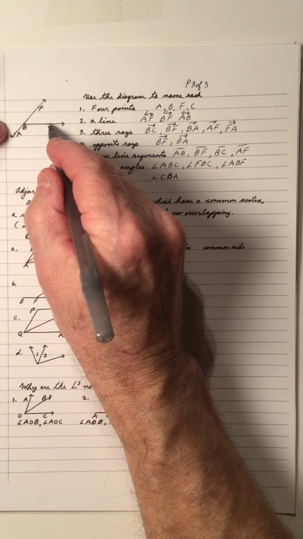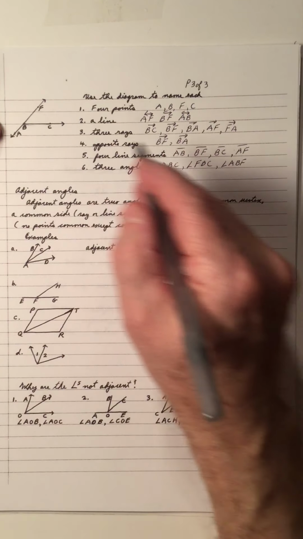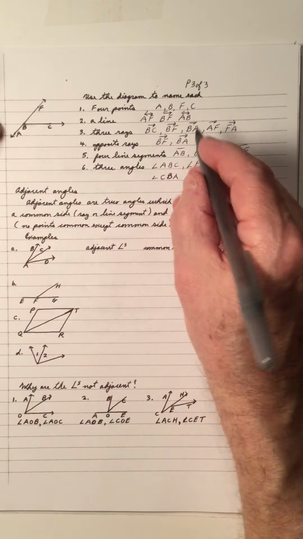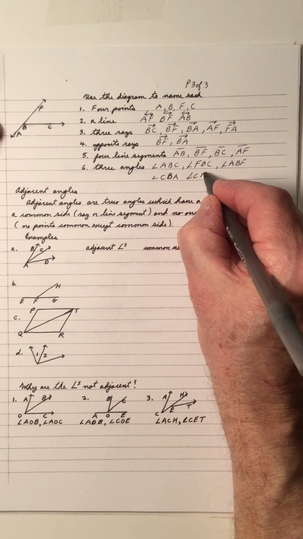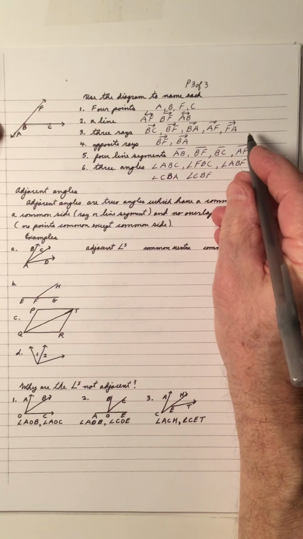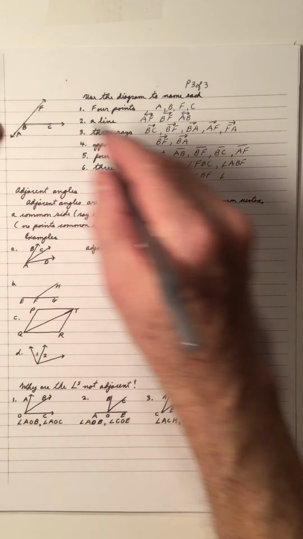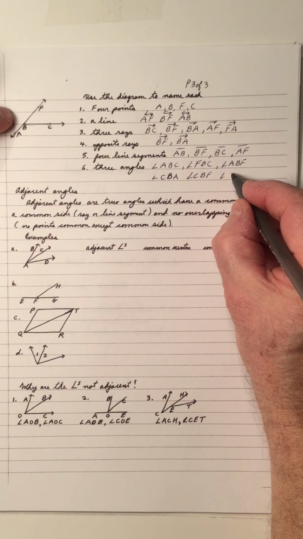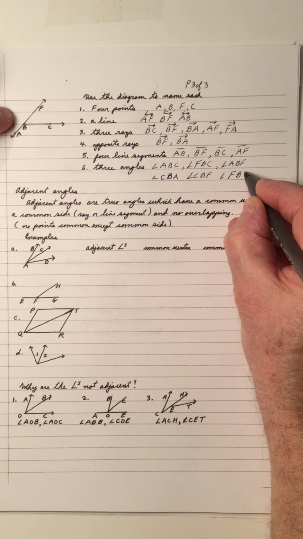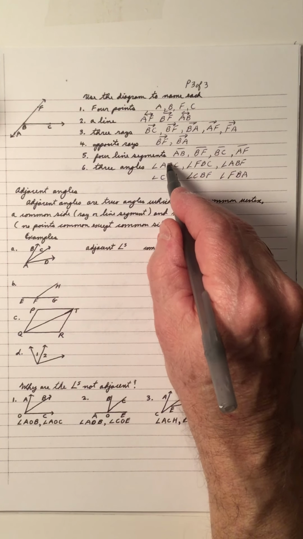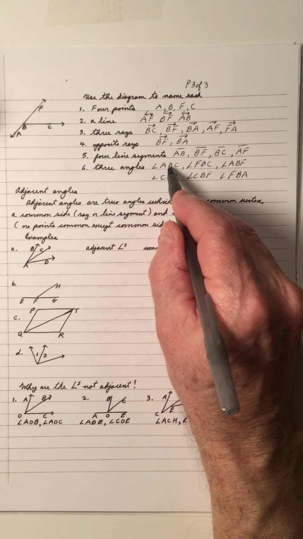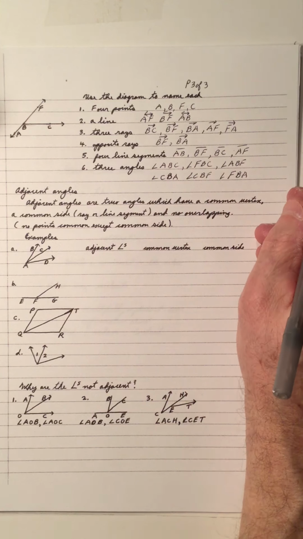So ABC is the same as CBA, and FBC is the same as CBF. So I can say that's CBF. Or I can do this one as FBA. I can say FBA or ABF. So notice these angles are the same. They have the same vertex with the same rays.